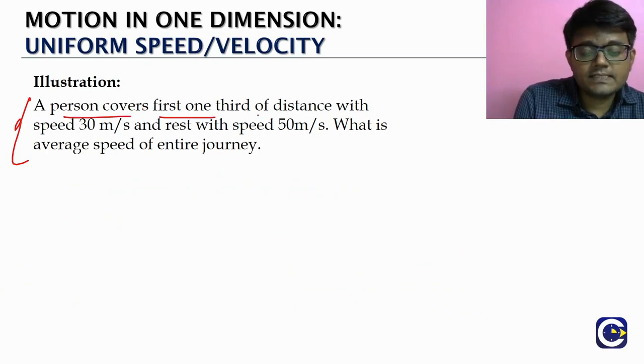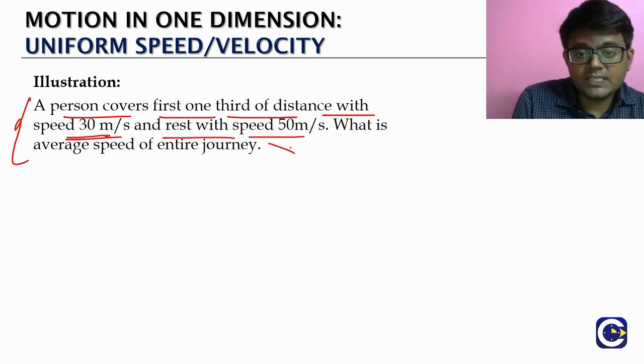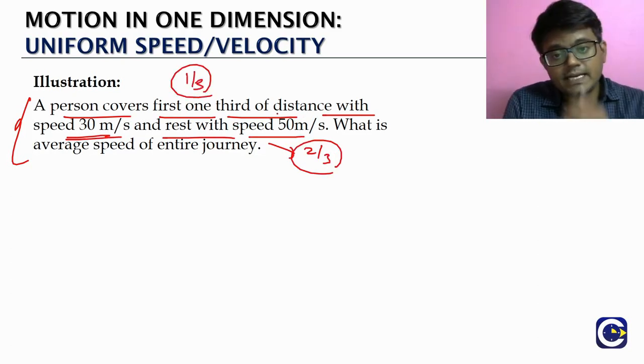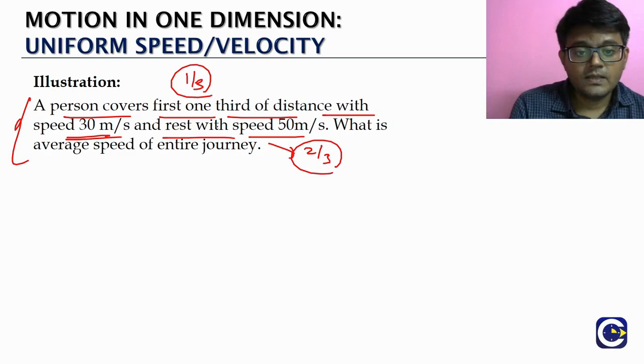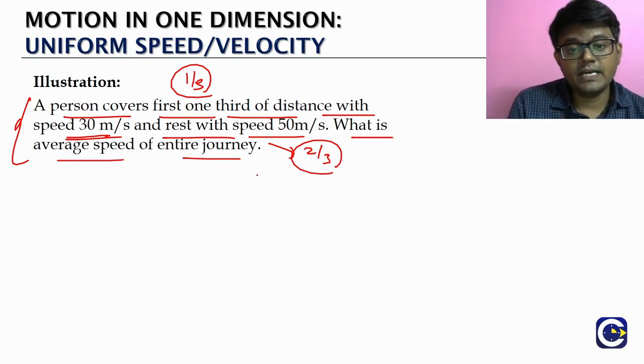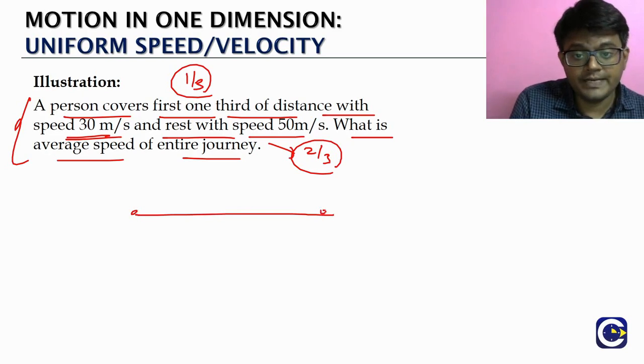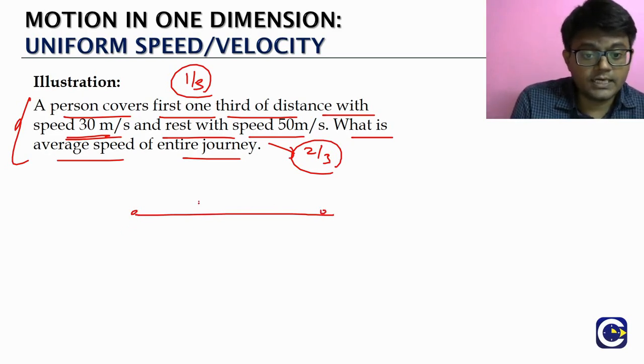A person covers the first 1/3 of the distance with a speed of 30 meter per second, and the rest, which will be 2/3, he covers at a speed of 50 meter per second. What is the average speed of the entire journey? If you remember the formula, as we already discussed this particular case, you can use it. Otherwise, if you feel that remembering so many formulae will be difficult, let us work it out the way we have been doing.